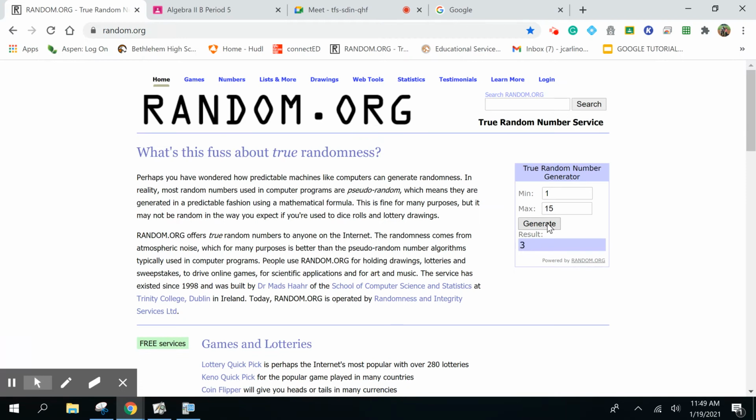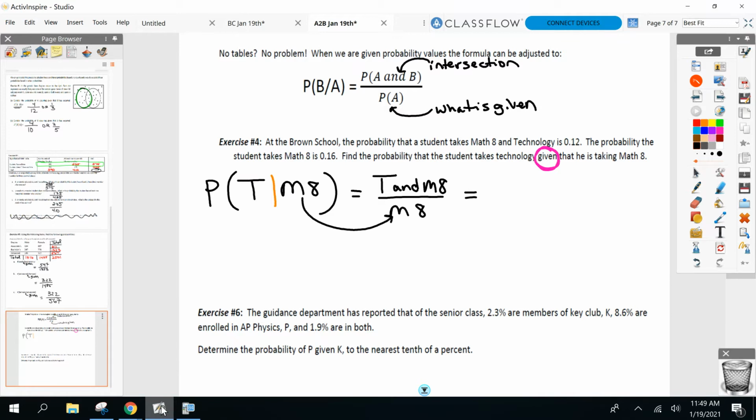There we go. Anna, good morning. So what do you read, Anna? What's the probability they're in tech and Math 8? 0.12. Yep, so that goes in my numerator, 0.12. Over now.